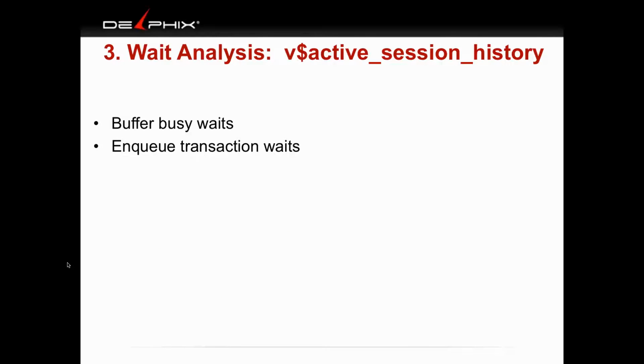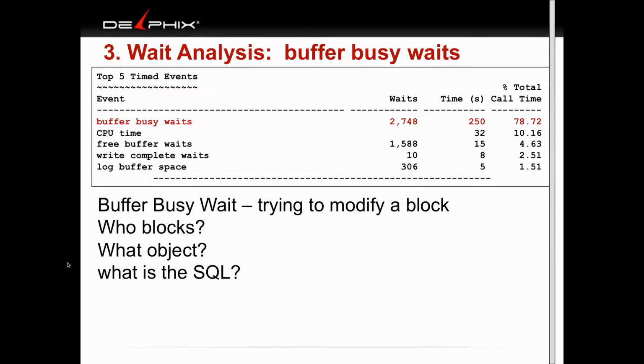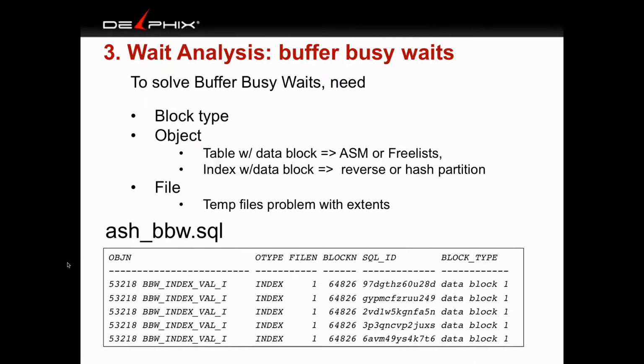So the third area, we've talked about load graphs, we've talked about SQL execution time. This is for analysis of particular wait events. So let me go over two: buffer busy waits and enqueues. We already looked at the buffer busy waits. If you see buffer busy wait as a problem in AWR, you basically can't go any farther. But if you go into active session history, you can get all the data you want. There's a query called ASH_BB_wait that will get all the information you need.